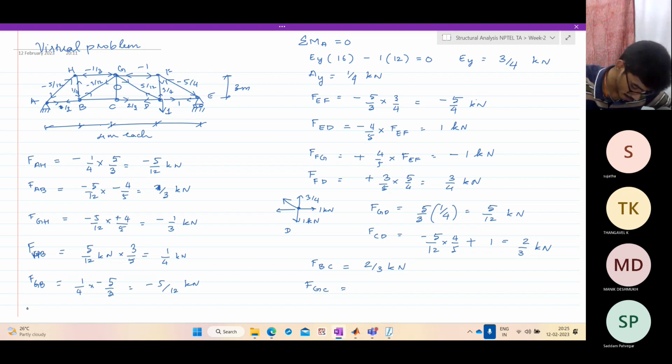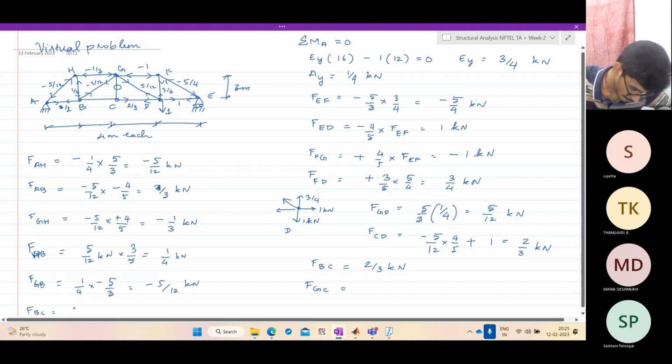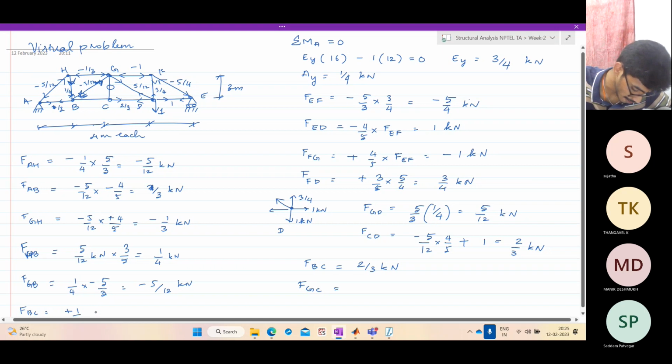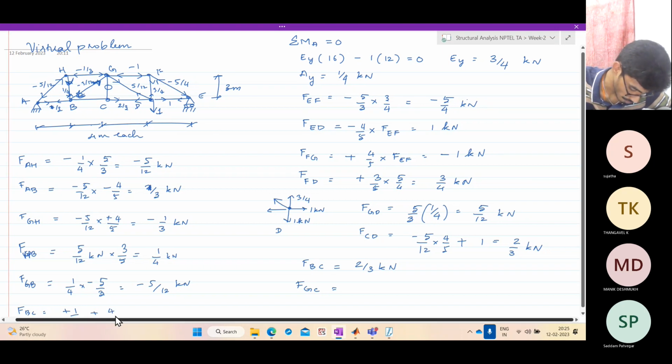And FBC is, oh sorry, this is compressive. This is compressive. And FBC is minus plus 1/3 plus 4/5 into 5/12. So it is 2/3 kilonewtons. So it satisfies.